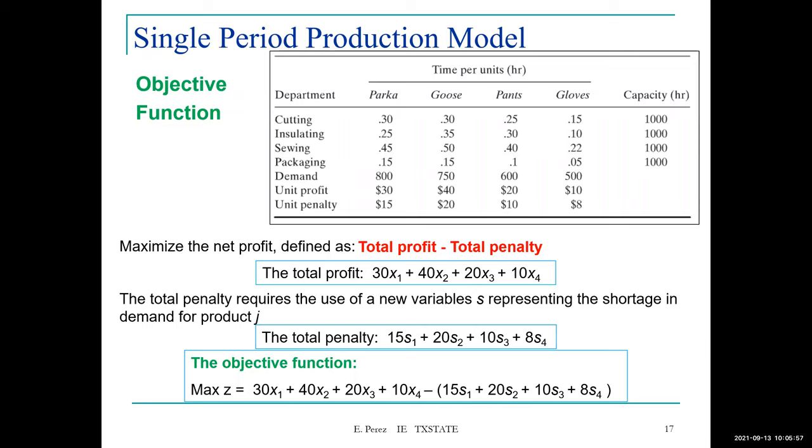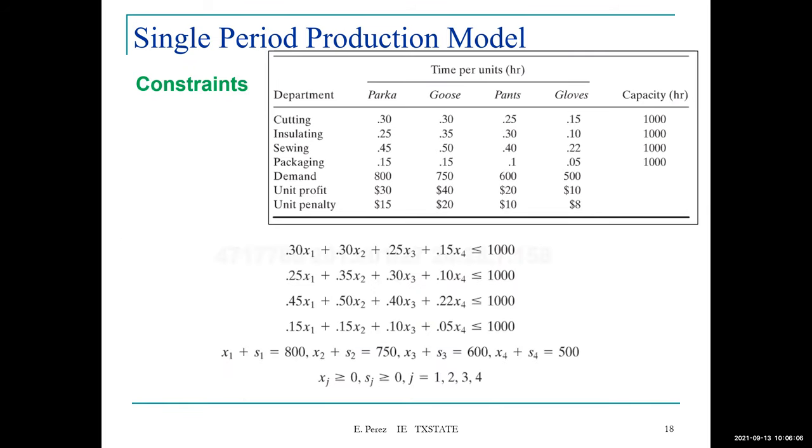How do you find that number, S1, S2, S3, and S4? How do you find that shortage in the demand? The shortage is, yes, go ahead. So you have to satisfy demand, or it can be short?